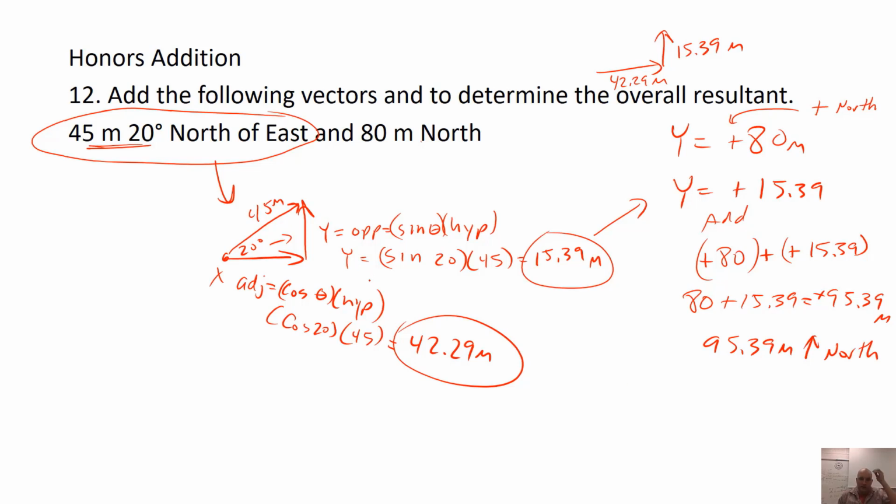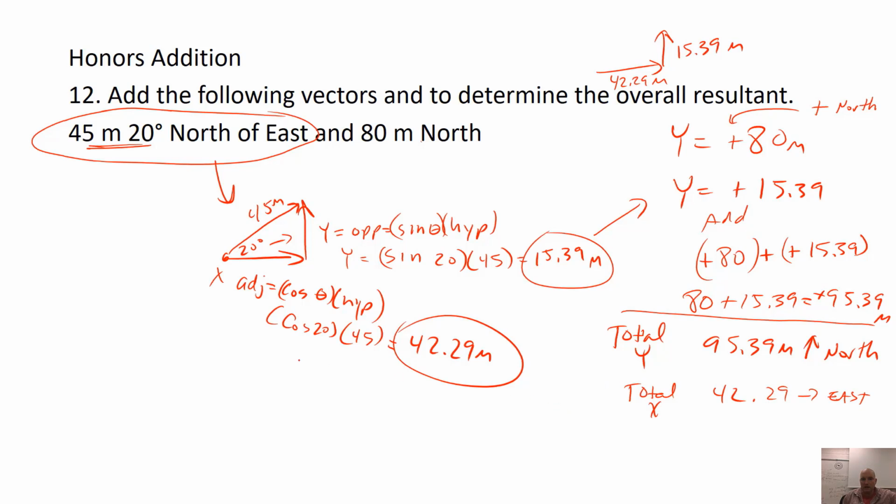And then if you look at the x-axis, there's only one x value here. The 80 meters north had no x component, so there's going to be a single one. So this would be the total y right here, and then the total x we're going to have to draw in. We're going to have to do it as 2D motion. So this was 42.29, and this would be north of east. This was east.